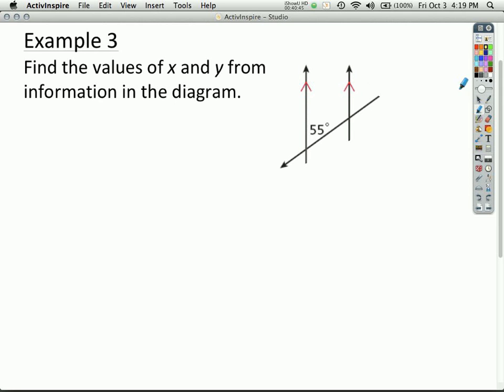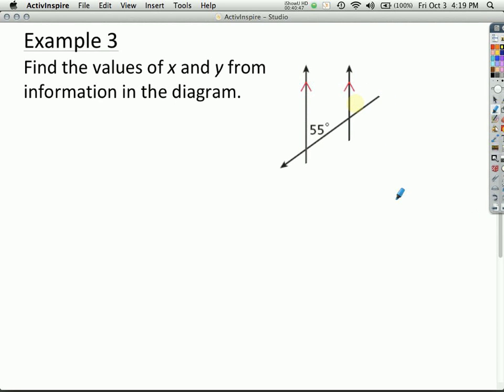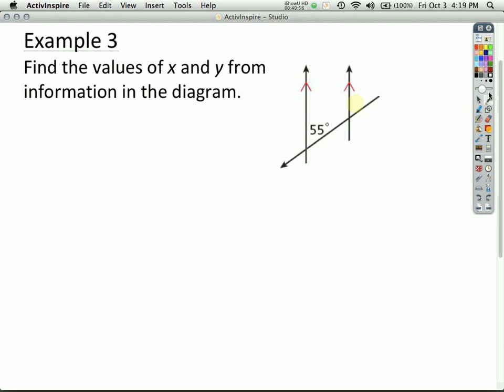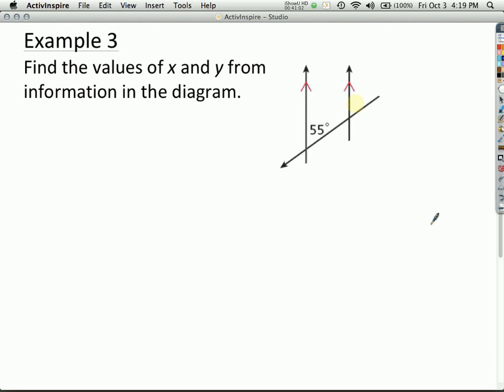What could you tell me about this angle right there? Every single hand should go up. Every single person should know. What's that angle right there? Matthew? 55 degrees. How come? The corresponding angles. The corresponding angles postulate.